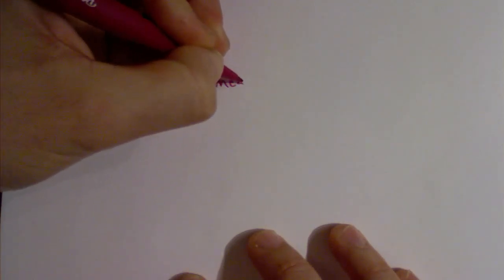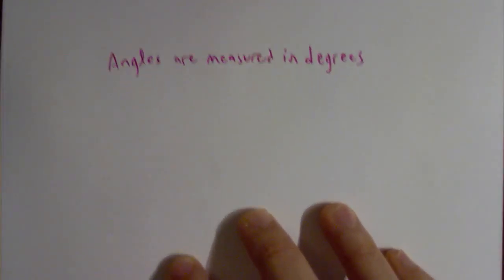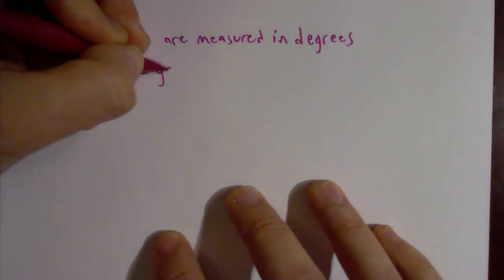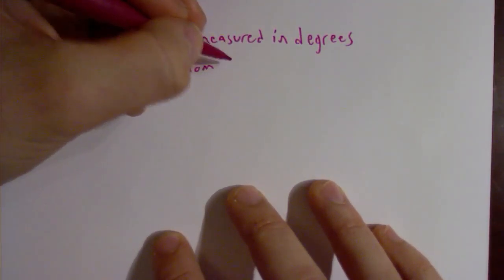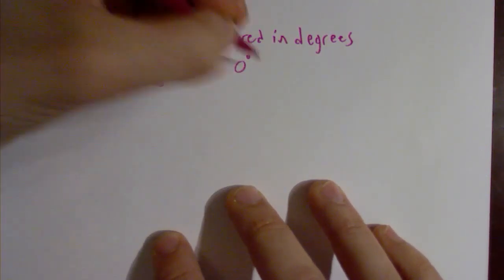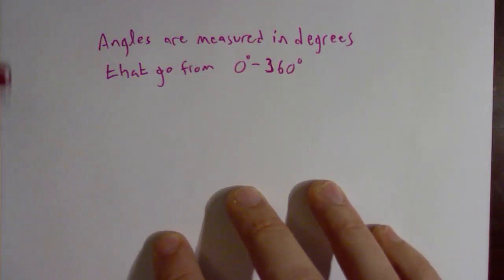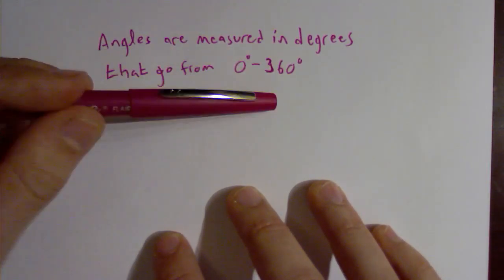Now, the first thing that I want to recall is that angles are measured in degrees, and the angles go from 0 degrees to 360 degrees. So angles are measured in degrees, and that goes from 0 to 360.